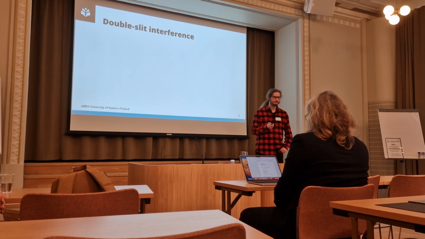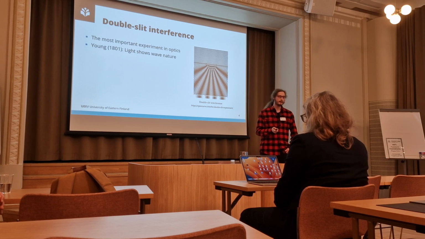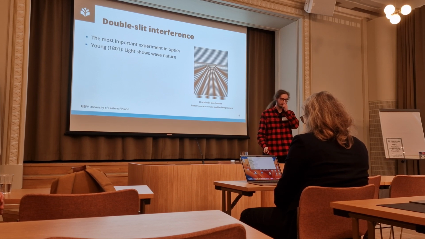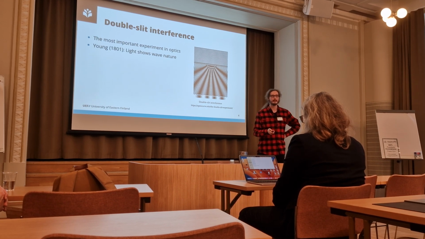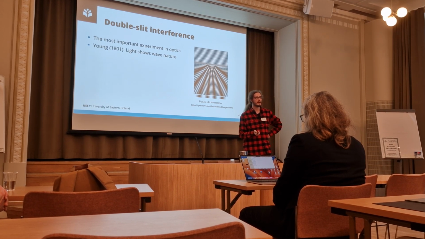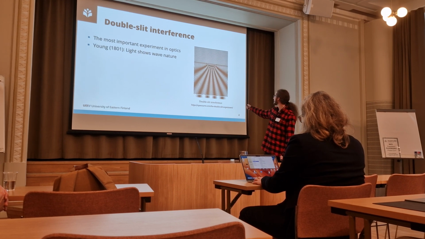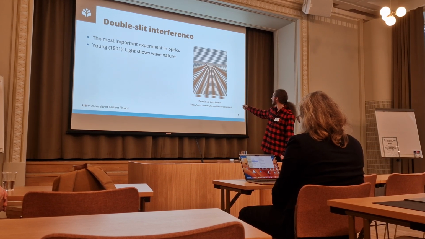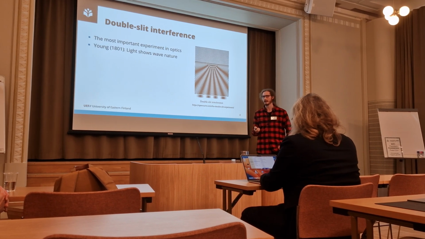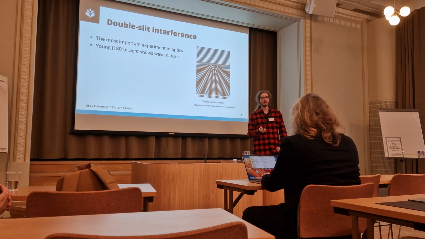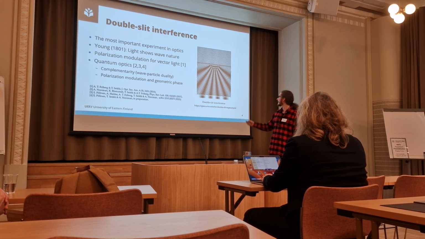And now, double-slit interference. It's very important because it's one of the most important experiments in optics, and the reason being that it demonstrated the wave nature of light a long time ago. In double-slit interference, you have two slits, and the light from them interferes, and you get some interference pattern. However, what has been considered more recently is that there can be polarization modulation if vector light is used in the slits.